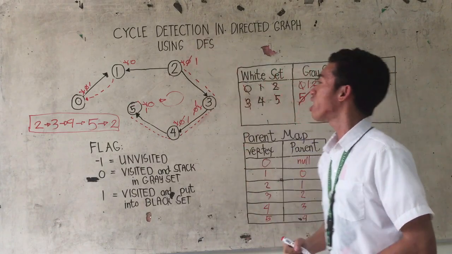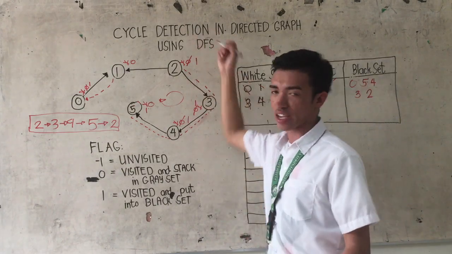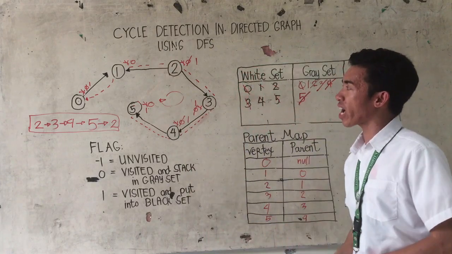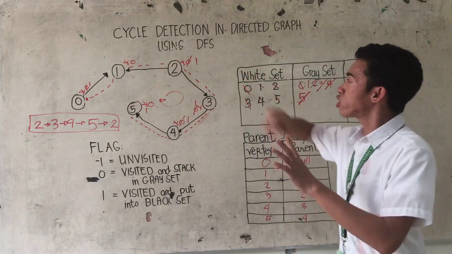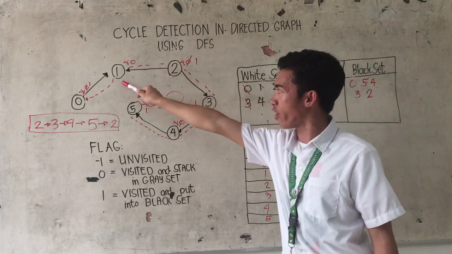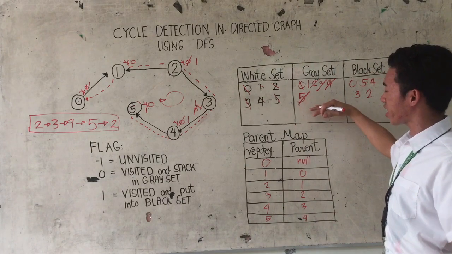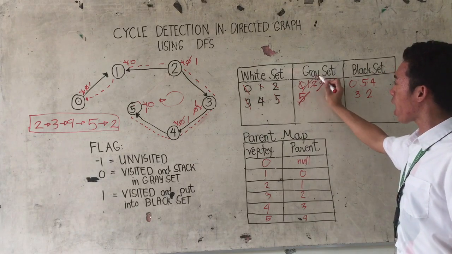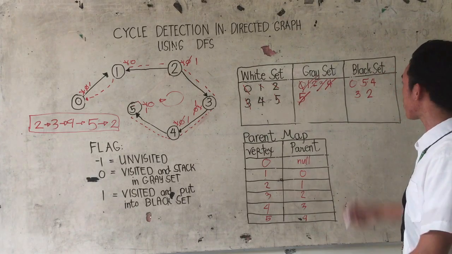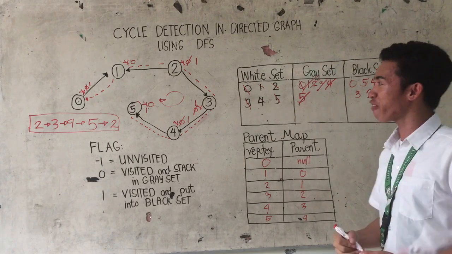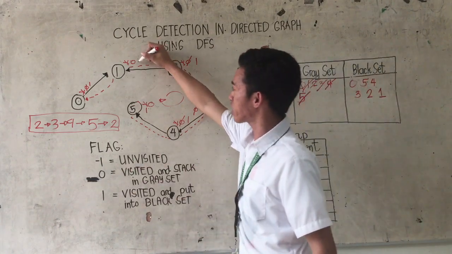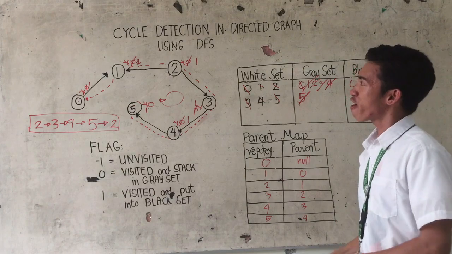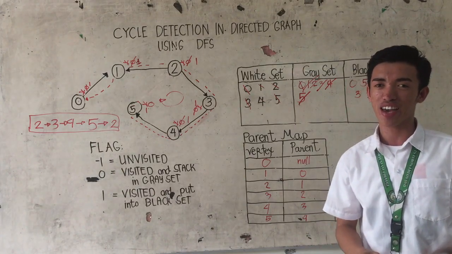And the last backtracking is from 2 to 1. So the final backtracking happens from 2 to 1. So 2 now has the neighbor 1. And then 1 is located in the gray set, which is already visited in our graph. And 1 will be popped from the gray set and transferred into the black set. After that, we will change its flag in the graph to 1. And now, this is the backtracking for the cycle detection using DFS.